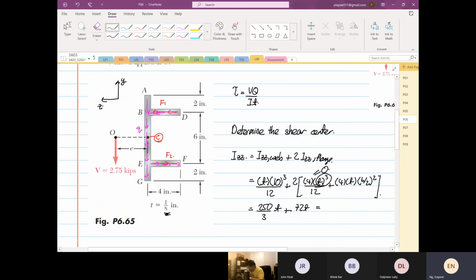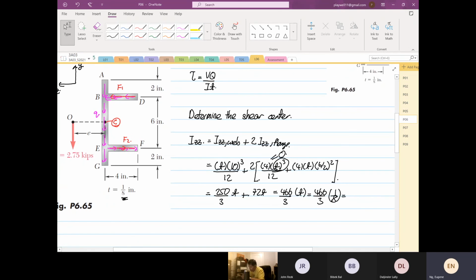So this will be equal to 250 plus 72 is equal to 322. Wait, no. 250 over 3 plus 72 is equal to 466 over 3. And then this is 466 over 3 multiplied by 1/8. So this is equal to 466 over 3 times 1 over 8, which is 233 over 12. Okay.